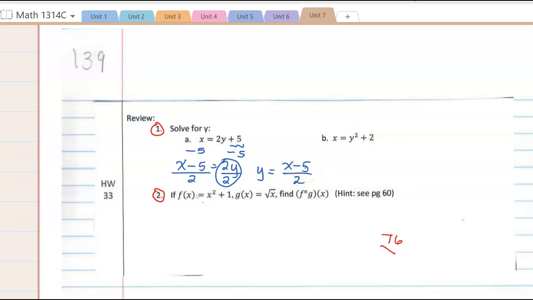Because this is a line, we might see this better as 1/2 x minus 5 over 2. Remember, we can separate the fraction by doing it as x over 2 minus 5 over 2. And that x over 2 is the same thing as 1/2 x.